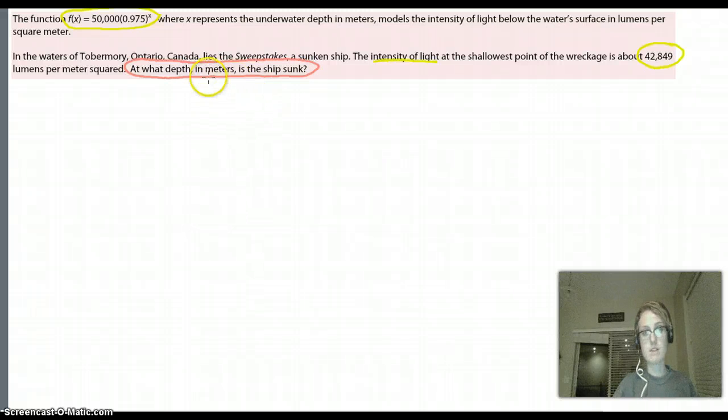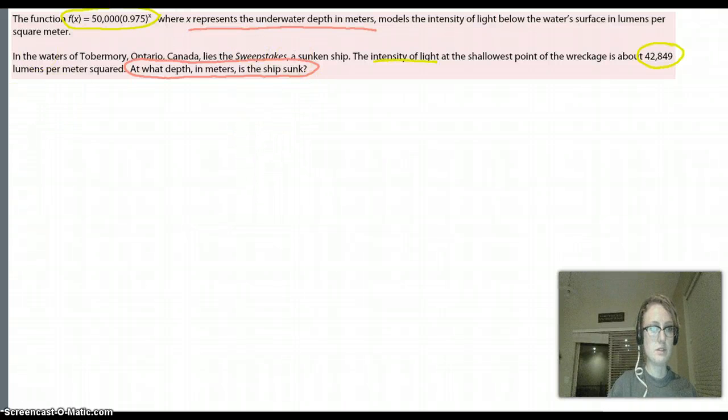So what we're trying to find out is the depth it's at. X represents the depth in meters, so we're actually going to be solving for x, and f of x represents the intensity of light. That means we're going to plug this 42,849 in for the f of x, which is a little different than usual. That's why I wanted to highlight that. We're used to just plugging things in for the x, not for f of x.